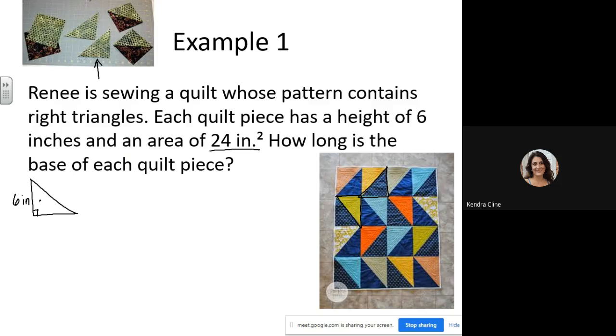So I like to write the area inside the shape and circle it. And then I want to know my unknown. I'm going to use a variable. Going back to algebra, I'm going to use a variable and represent my unknown, b.